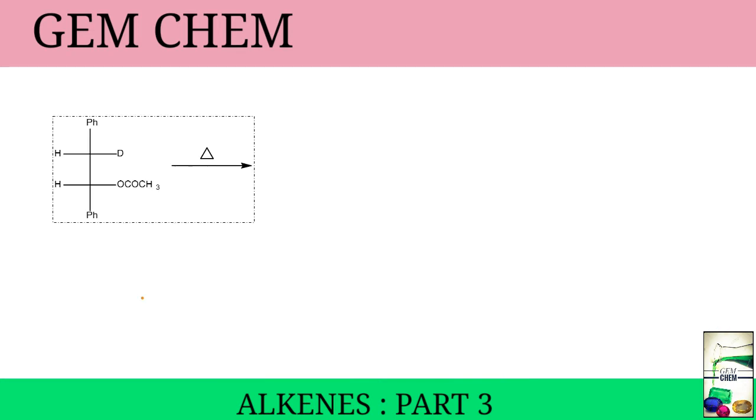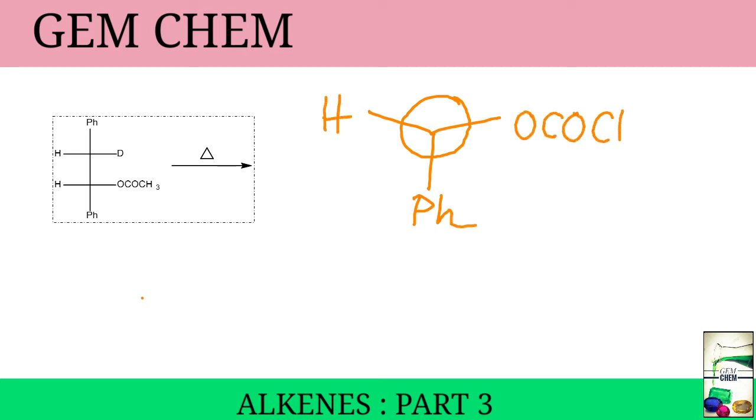We need to convert this Fischer projection into the Newman projection. The method for converting is given in the basic introduction part 1 video of organic chemistry. Please do watch it. I will give the link in the description box. Now see this one. This structure will be written as this: Ph, H, OCOCH3, right? And the back carbon as D, H and Ph.